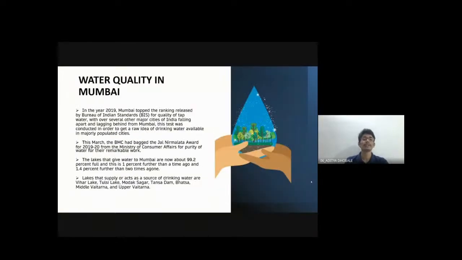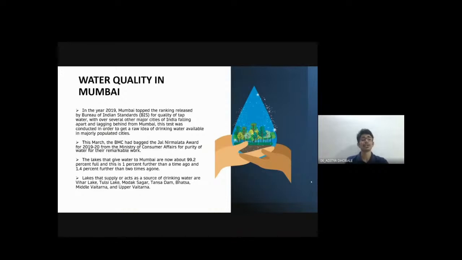Water quality in Mumbai. In the year 2019, Mumbai topped the ranking released by the Bureau of Indian Standards for quality of tap water, with several other major cities of India lagging behind Mumbai. This test was conducted in order to get a raw idea of drinking water available in major populated cities. This month, the BMC has bagged the Jal Nirmalata Award for 2019 to 2020 from the Ministry of Consumer Affairs for purity of water for their remarkable work. The lakes that give water to Mumbai are now about 99.2% full, which is 1% more than a day ago and 1.4% more than two days ago.